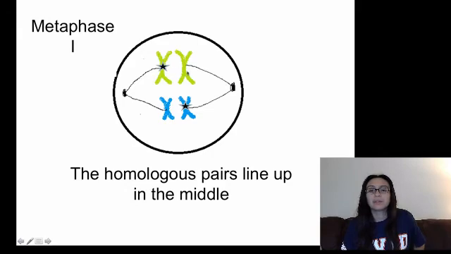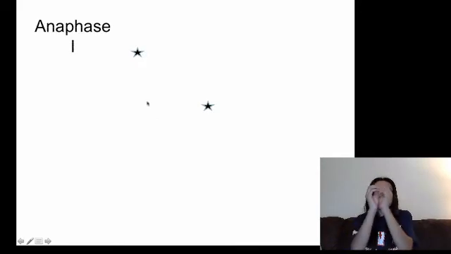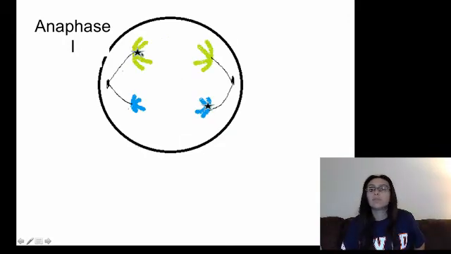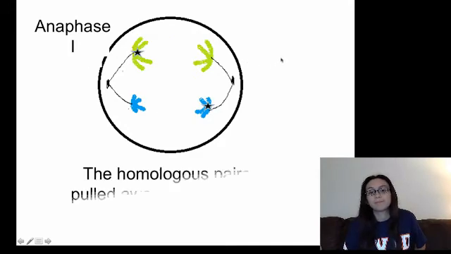Homologous pairs line up in the middle, side by side. So this is a homologous pair, and this is the homologous pair. They line up side by side. They're still lined up in the middle though. Next, anaphase, remember A means away. But in this case, instead of pulling sister chromatids apart, anaphase 1 pulls homologous pairs apart. So it pulls this chromosome from this homologous pair to this side, and pulls this chromosome of that homologous pair to this side. So we separate the homologous pairs during anaphase 1.